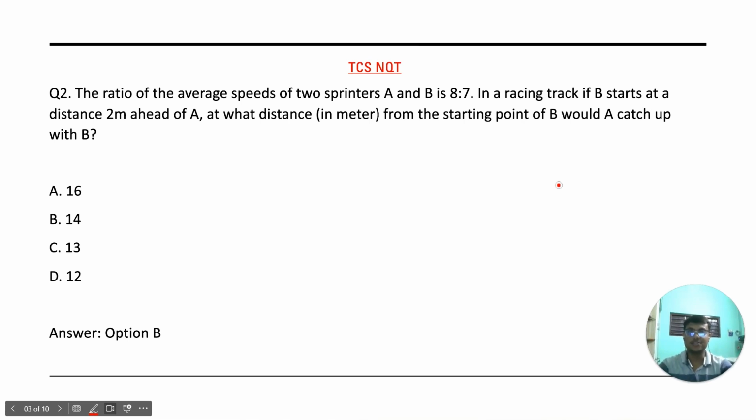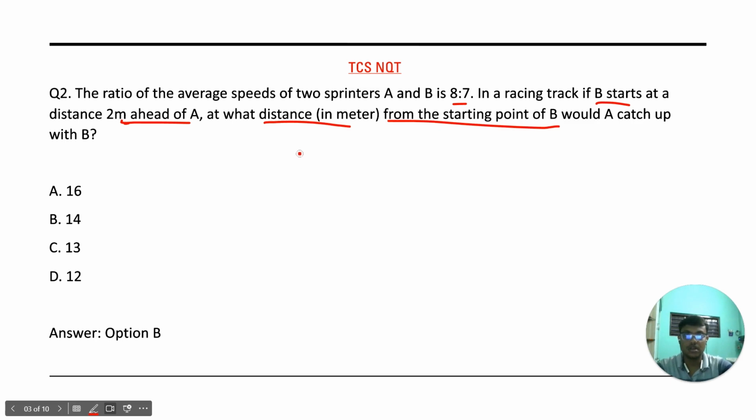So take a pause and try to solve the question by yourself. Hope you all have tried to solve the question by yourself. Let's see what the question says. The ratio of the average speeds of two sprinters A and B is 8:7 in a racing track. If B starts at a distance 2 meters ahead of A, at what distance in meters from the starting point of B would A catch up with B?